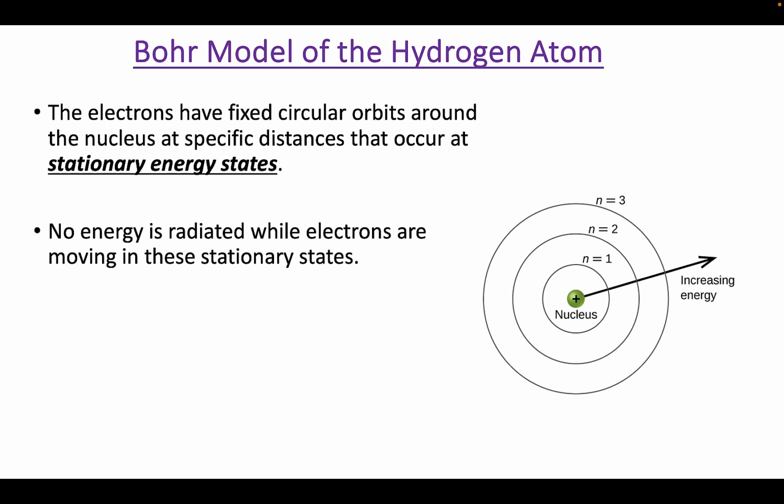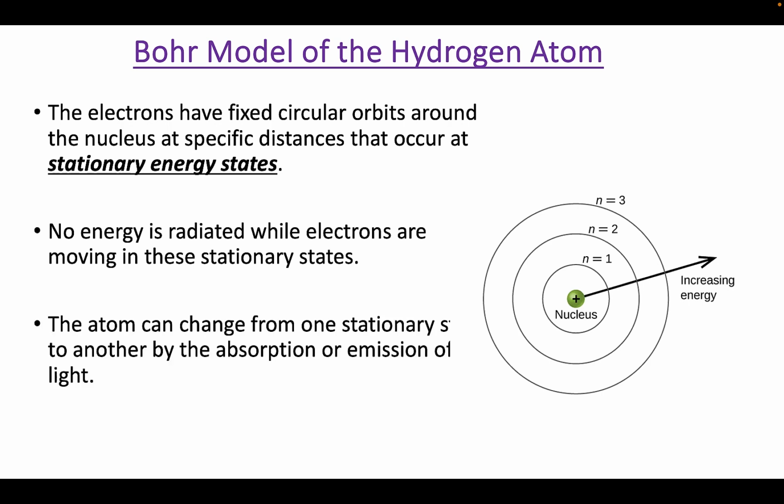Now, no energy is radiated while an electron is within this stationary state, so it's kind of like a stable track. An electron can just stay on n equals 2 or n equals 3 or whatever. But if it should go from one state to the next, the atom can change from one stationary state to the other by absorbing or emitting light.